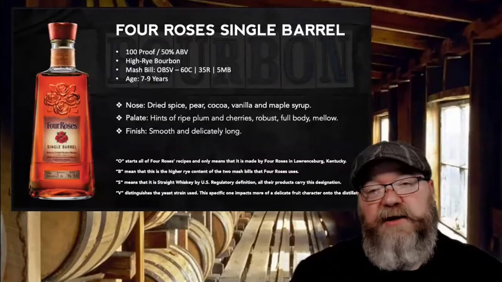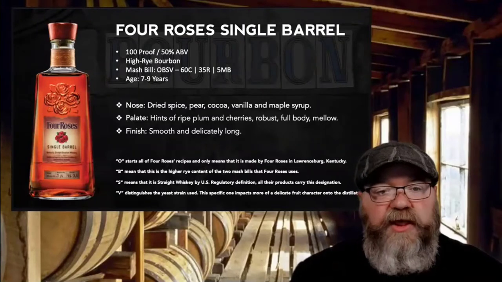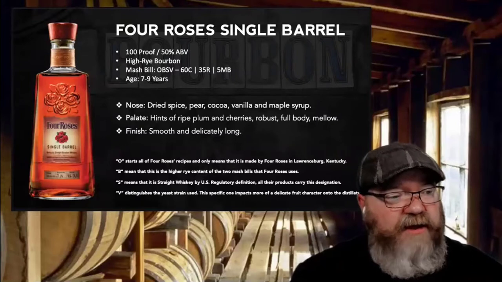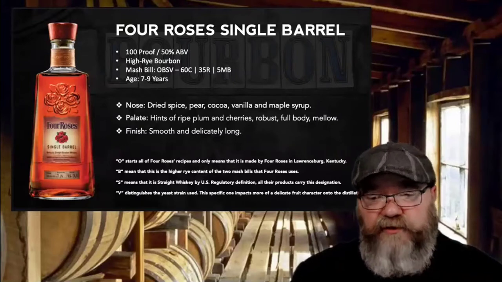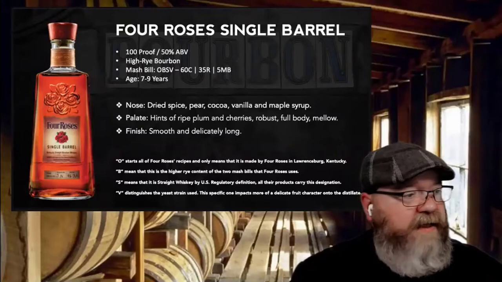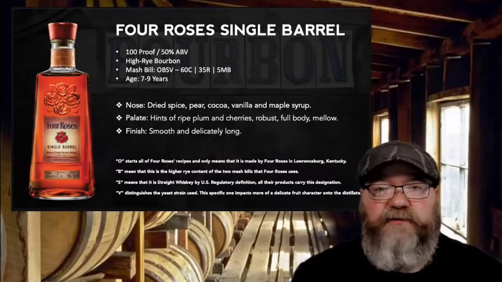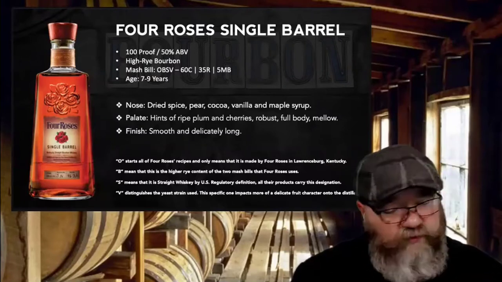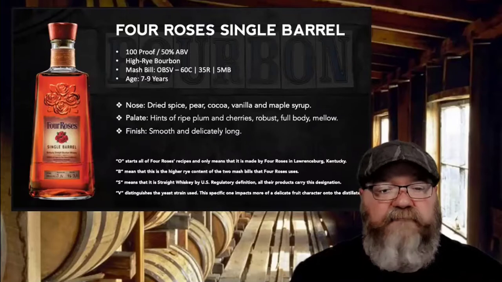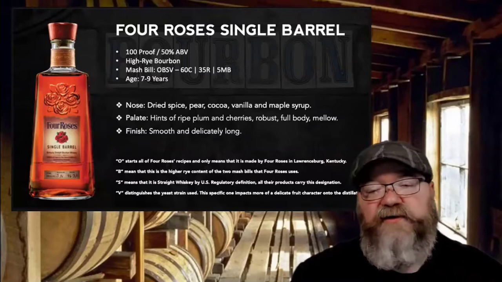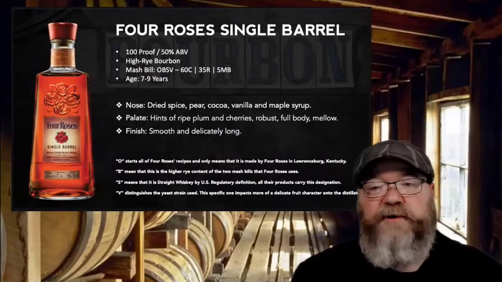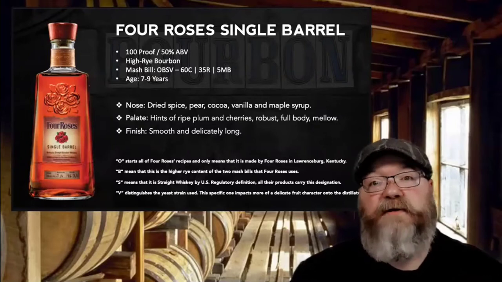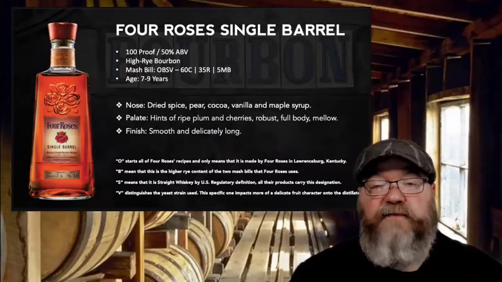Now, what's unique about Four Roses is that they actually have two different mash bills, two different grain recipes. They have a grain recipe that has 35% rye. They have another recipe that has 20% rye. They also have five different yeast strains. Yeast is a key component of making bourbon. So they have the ability to create 10 different recipes of bourbon, which is unheard of. And then depending on the different bottles, they will blend those.